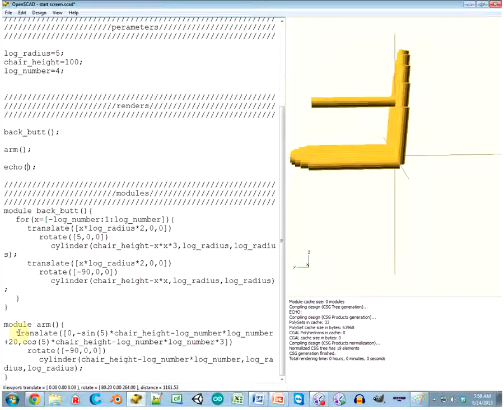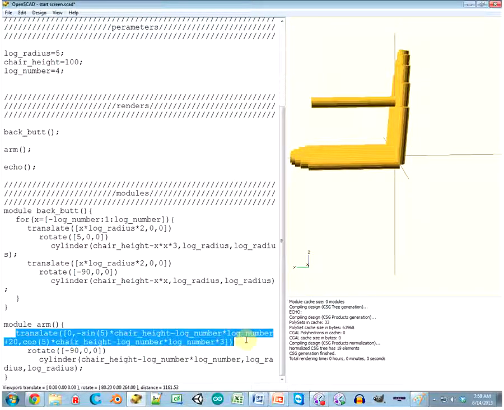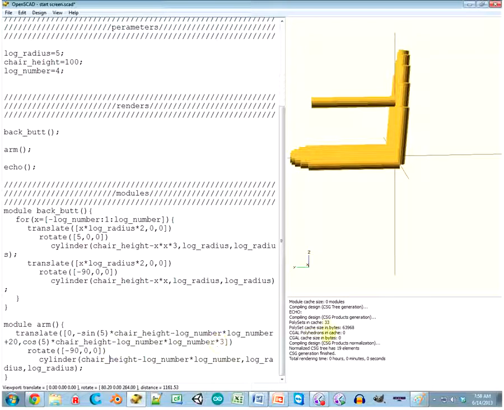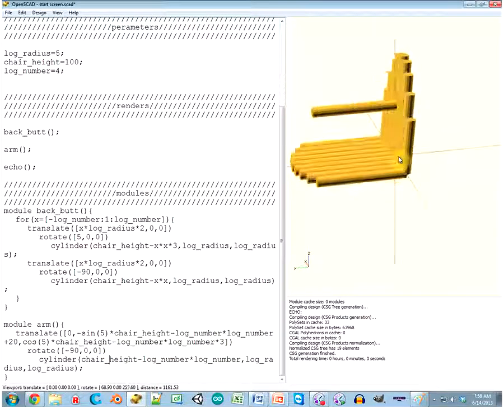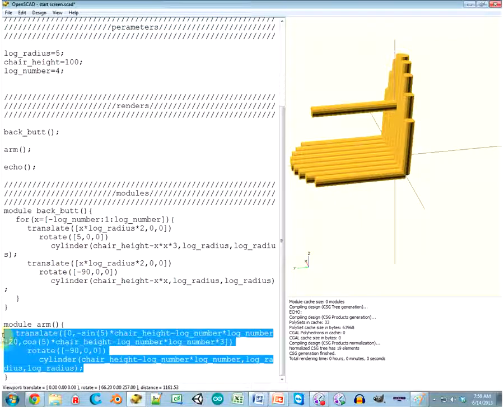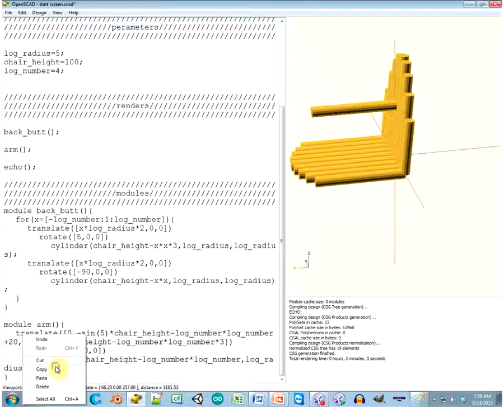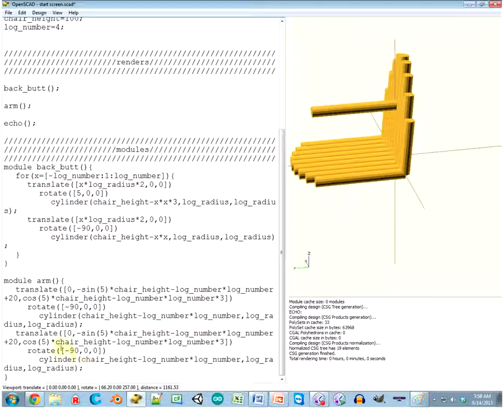So now we have this insanely long translate. It's a lot of math. And now we gotta do it all over again! Yay! I can tell you're happy. Because we're all happy. Love typing. Ugly, even more so. We love copy and paste.